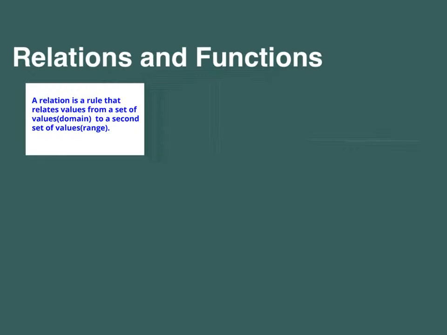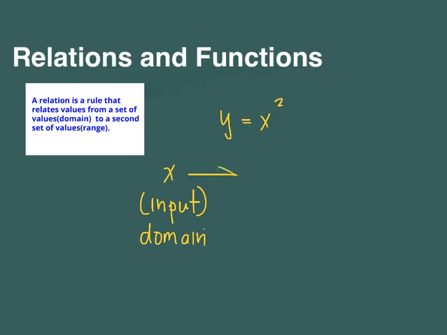An example of a rule could be a given equation or formula, say y is equal to x squared. In this formula, we're going to input, so take note of the word input, values of x, and this will serve as our domain. And if we apply that in the formula y is equal to x squared, then we will get the respective output, which will be our range.